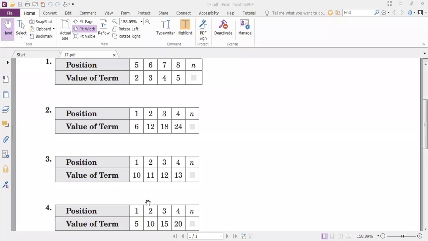Again, here I have 1 becomes 5, I multiply by 5. 2 becomes 10, I multiply by 5. 3 becomes 15, I multiply by 5. 4 becomes, I will multiply by 5.